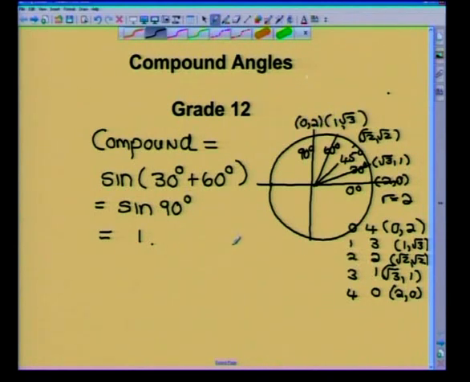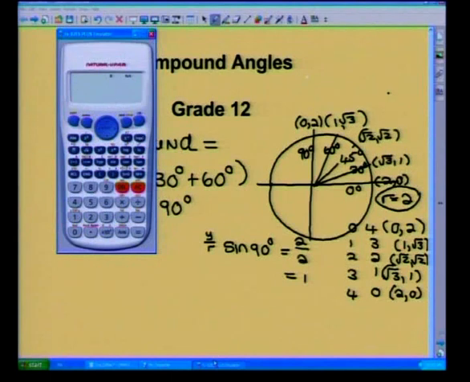Now, if I was asking for the sine of 90 degrees, like I just did now, I would be saying that is the same as saying there's the 90-degree line. Sine, by definition, is the y value over the r value. Now, remember, we set r is equal to 2, so it would be 2 over 2, which equals 1.